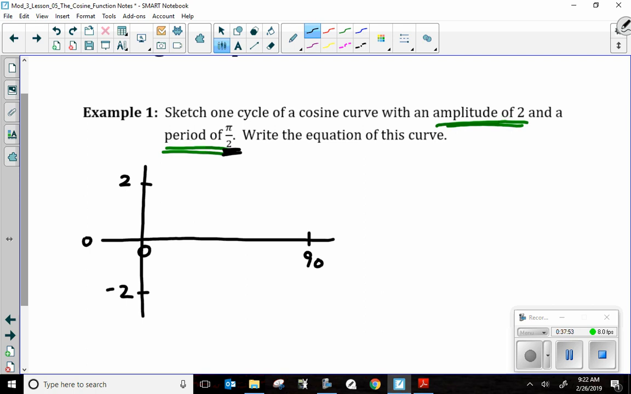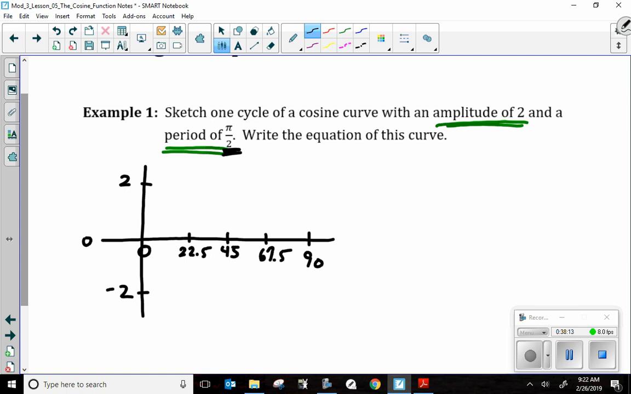Okay. Half of 90, 45. Half of 45 is 22.5. If I add 22.5 and 45, I get 67.5. All right. This is a cosine curve. It doesn't say whether it's positive or negative. It just says graph a cosine curve. I'm going to leave it positive.